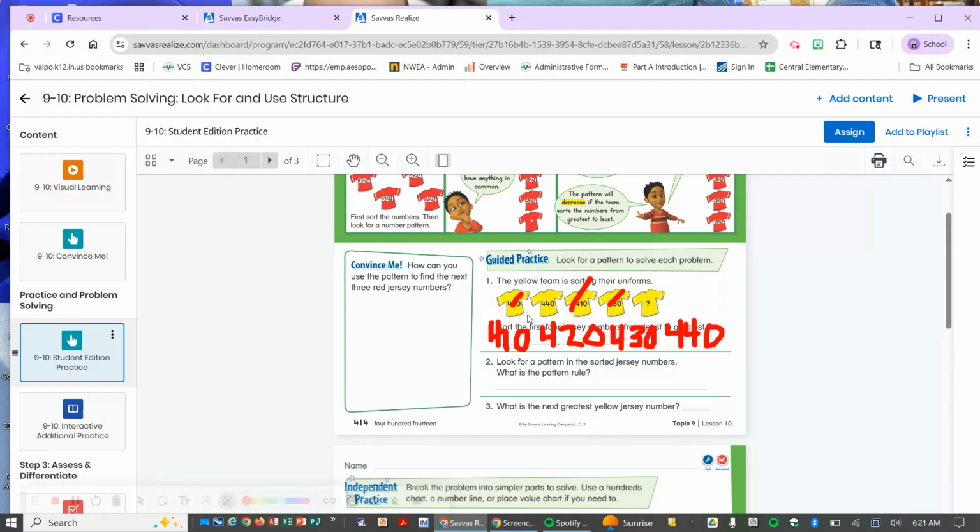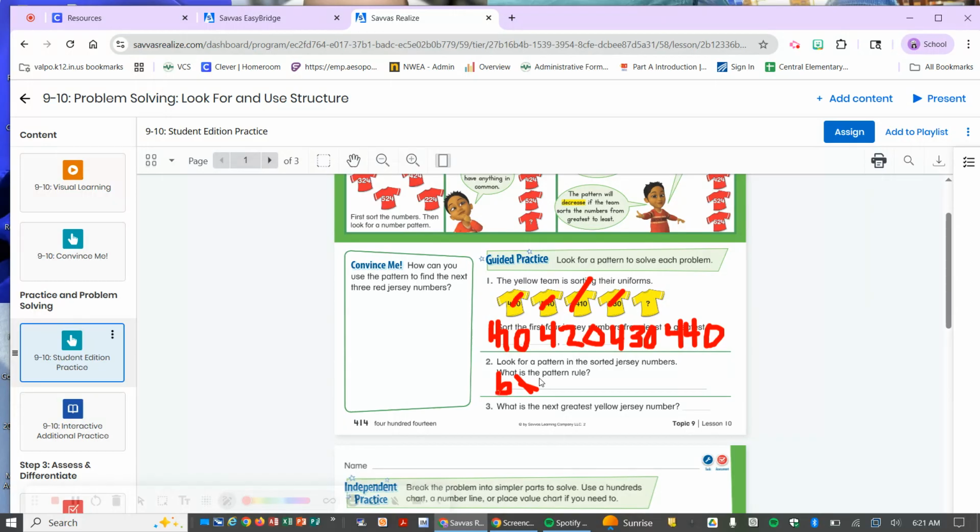So if all the hundreds are the same, then I have to go to the next number to see how I can compare them to put them in order from least to greatest. Now I have them organized: 410, 420, 430, 440, and it's asking, look for the pattern of sorted jerseys. What is the pattern rule? So we can say we are counting by tens.